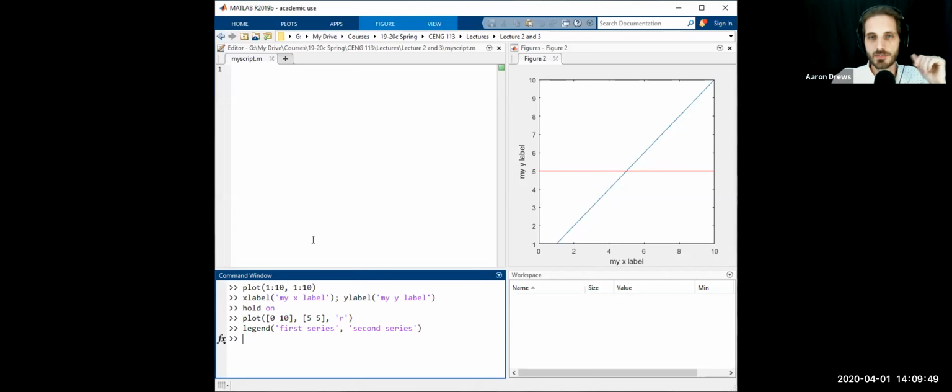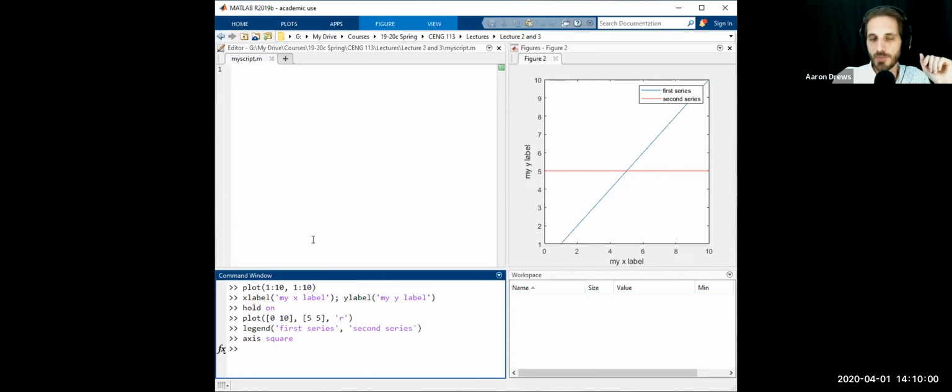All of this is covered inside of the book in chapter 1, so all the common plot commands are in there. Very often, the command axis square is helpful. It takes the aspect ratio of your two axes and makes them equal to each other. Most likely, we will use axis square on all of our plots.